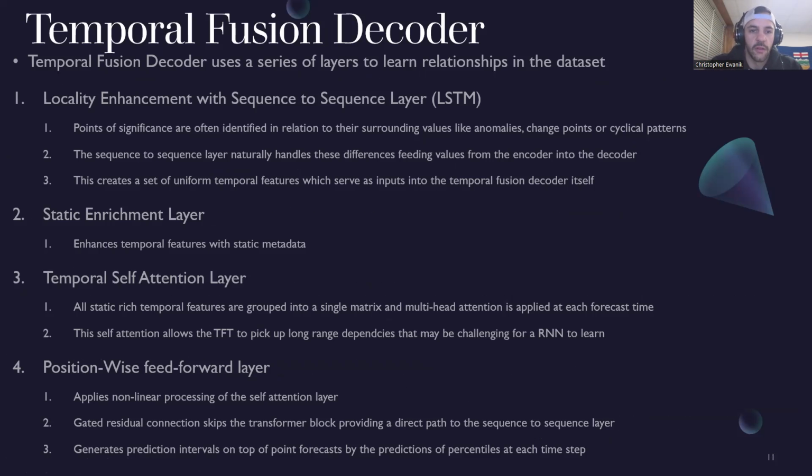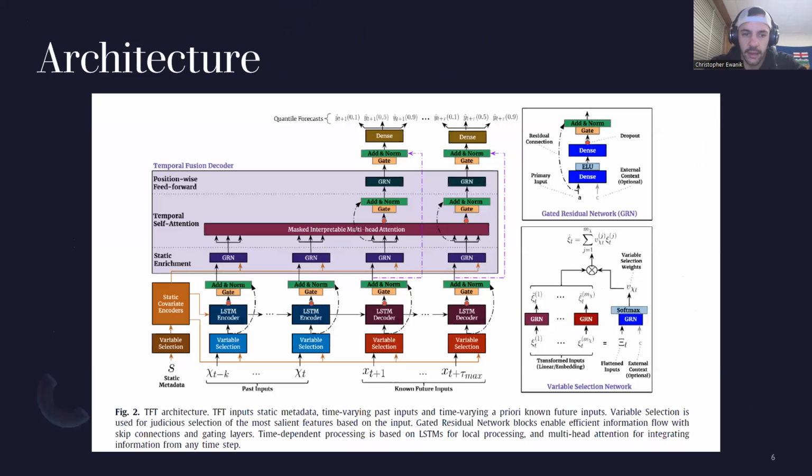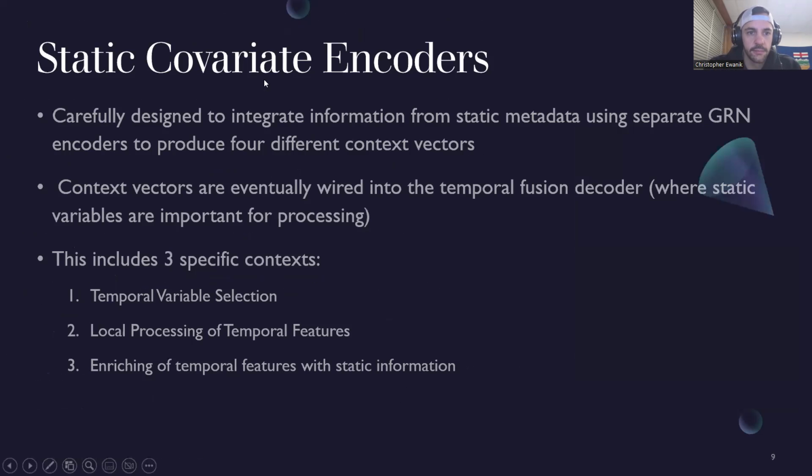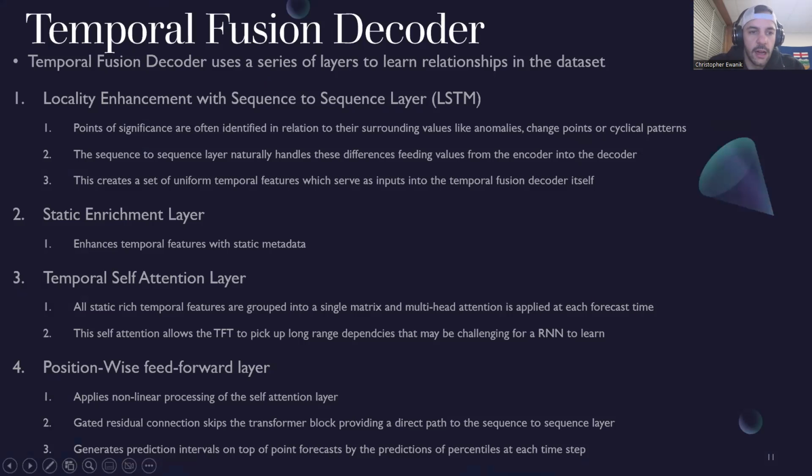There are four big parts to this, and it's using layers to learn relationships in the data set, which you can see with how it's broken down. We have our locality enhancement, our sequences, our LSTM. So we're identifying points of significance, anomalies, and any changes in cyclical patterns. It also handles these differences by feeding values from the encoder into the decoder, which creates a whole bunch of features that we need for the decoder itself.